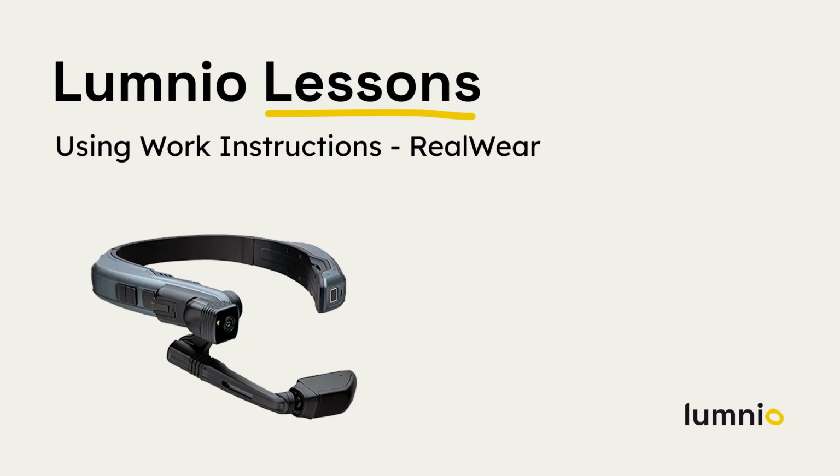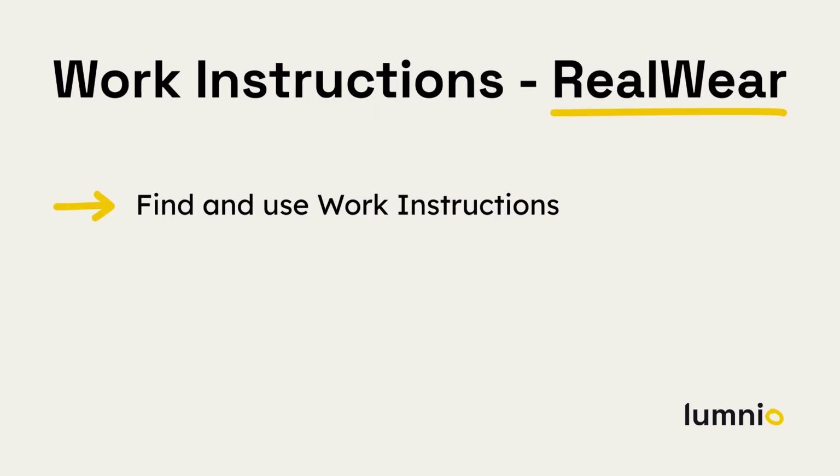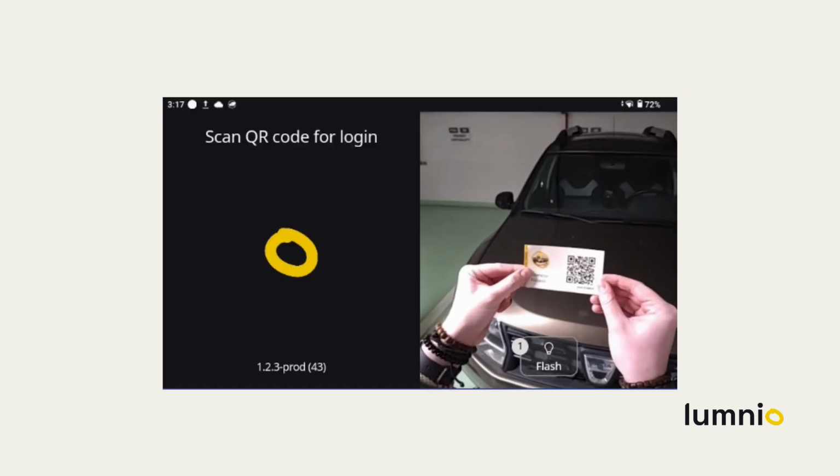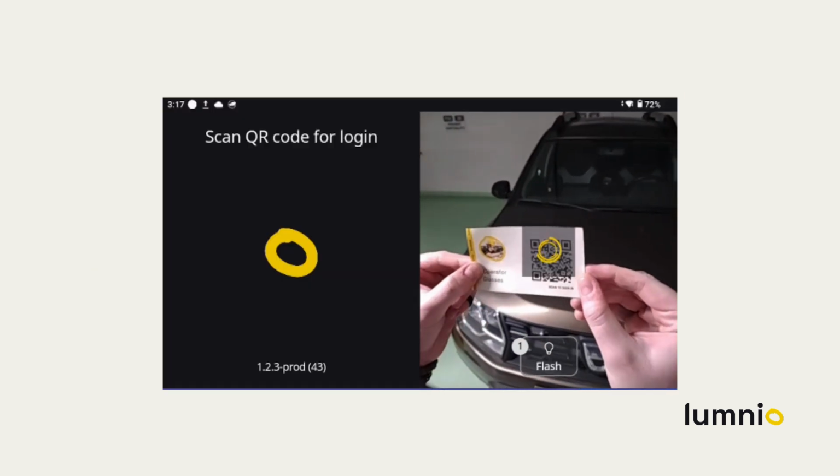In the recent ones, we focused on creating work instructions from scratch. In this one, we'll take a look at how to use them in our RealWear app. First, I'll show you where to find them, then we'll try going through one of them, we'll learn how to pause our work, and to finish things off, we'll take a look at our activity history. So let's get started. We'll sign into the app and begin on the home screen.